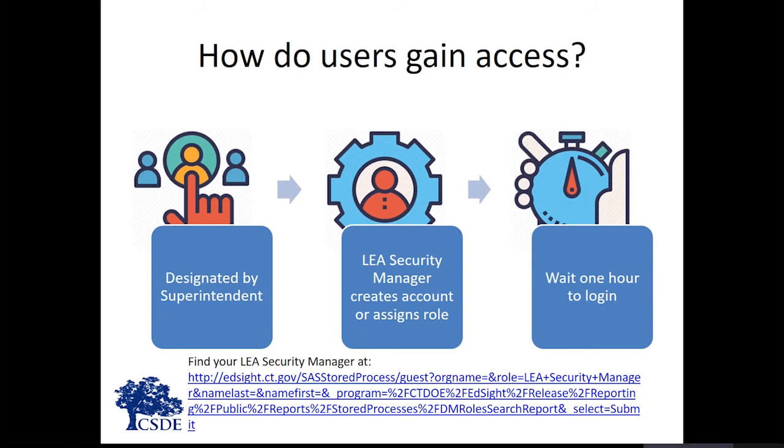So this slide is for those of you who don't have access already. We do have a process that begins with the superintendent designating which individuals in the district will be authorized to access EdSight Secure. Privileges are granted either at the school or the district level. Next, your district security manager will create the account or assign roles depending on what level of access you should have. Then within an hour, you'll be able to log in and access all of this information. And you can see at the bottom of the slide, we've provided a link. So if you don't know who your LEA security manager is, just click that link and there is a full list for the entire state.